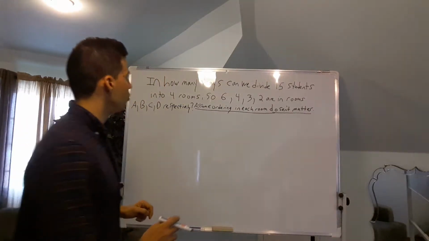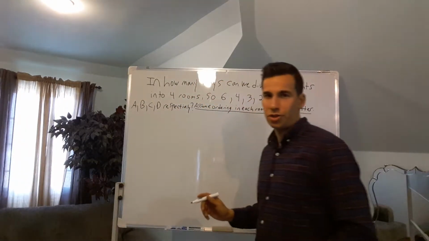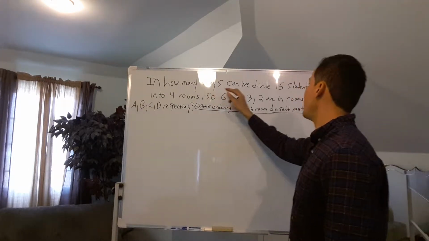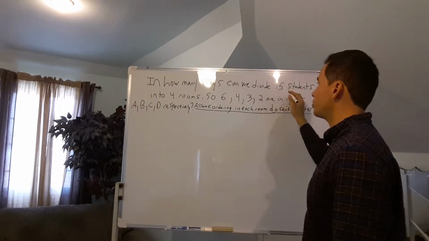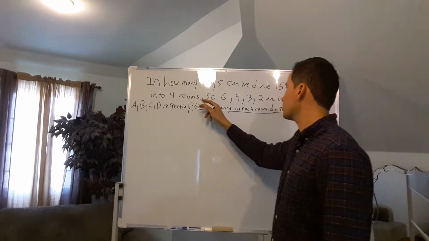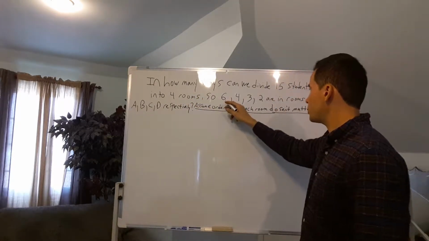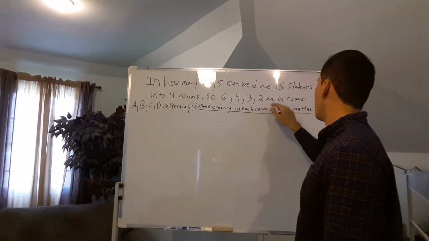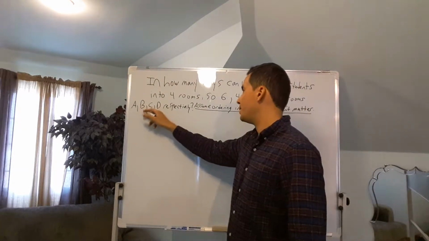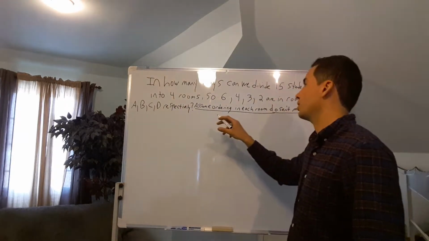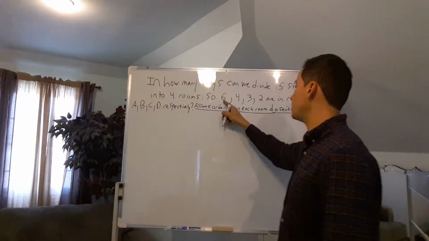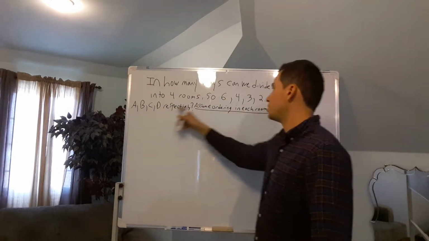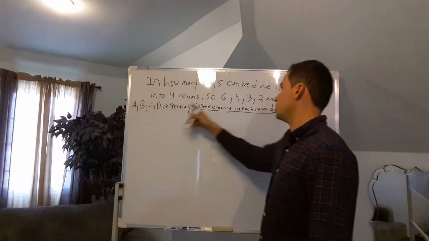Okay, so I want to look at this probability question. This is a counting question. We want to know in how many ways can we divide 15 students into 4 rooms so that 6 students, 4 students, 3 students, 2 students are going to be put in the rooms A, B, C, D, respectively. So we're trying to put 6 students in room A, 4 students in room B, 3 students in room C, and 2 students in room D.